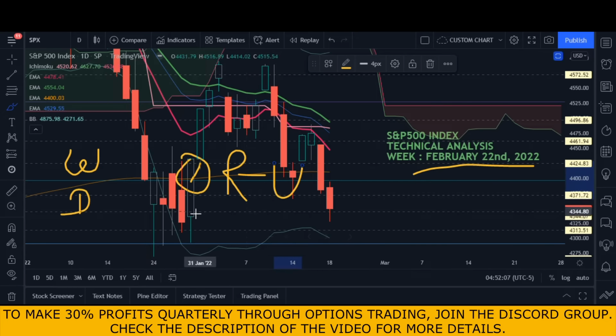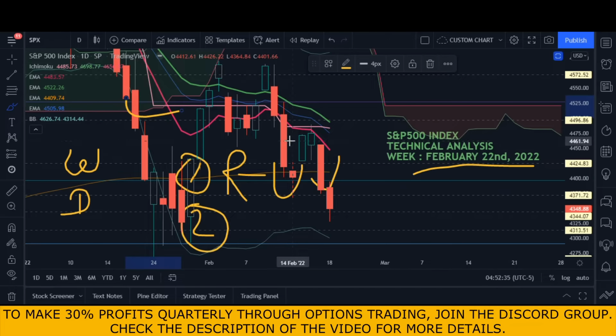The second thing I wanted to share is that, because of these Russia and Ukraine tensions, and secondly because the Fed is going to hike the rates, the markets are extremely volatile. Because of this heavy volatility, almost all traders, small or big, retail or institutional, have lost a lot of money in the market.